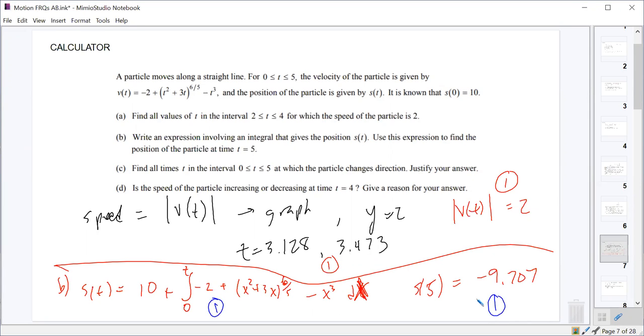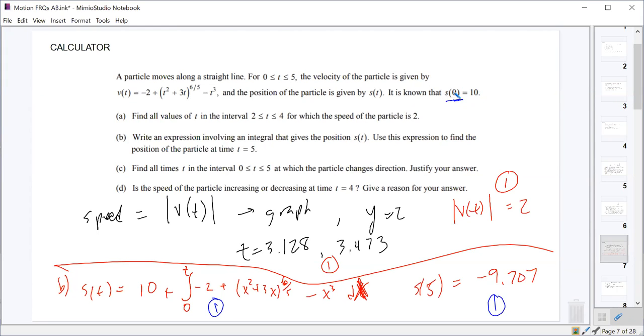And 1 point for this expression, 1 point for this answer. And so just make sure that you always remember the initial condition has to be included there. And if this said that the position at s of 1 was equal to 10, well then you still put 10 plus, but your integral, instead of going from 0 to t, would go from 1 to t, because the t value that you needed was 1 instead of 0. Does that make sense, everyone?